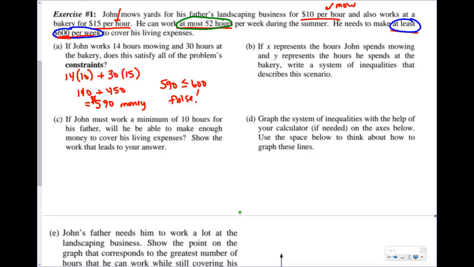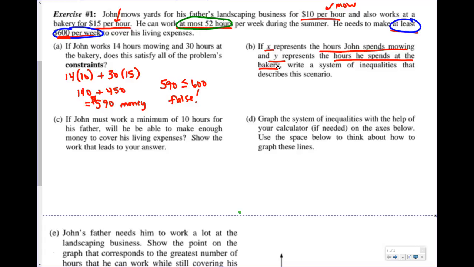Okay? So how can we figure out how many hours he can work and still make enough money to cover his expenses? We can create systems to help us see all the different possibilities that John can do. We're going to start off slowly and make two equations. Letter B says if x represents the hours he spends mowing, and y represents the hours he spends at the bakery, let's write a system that describes this situation.